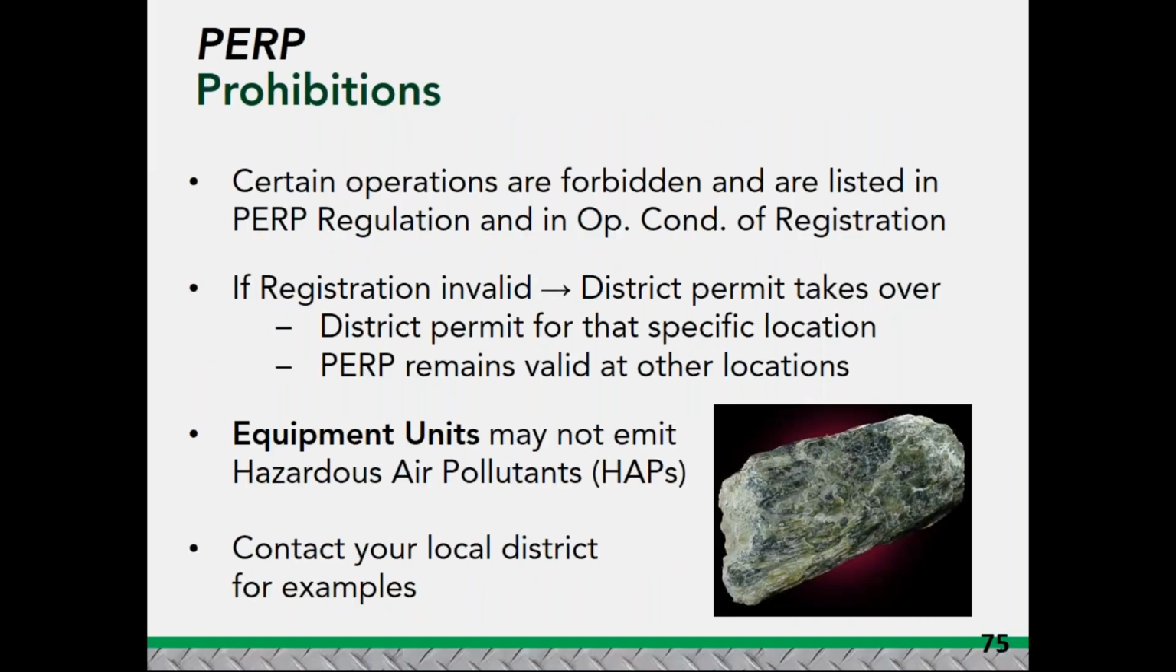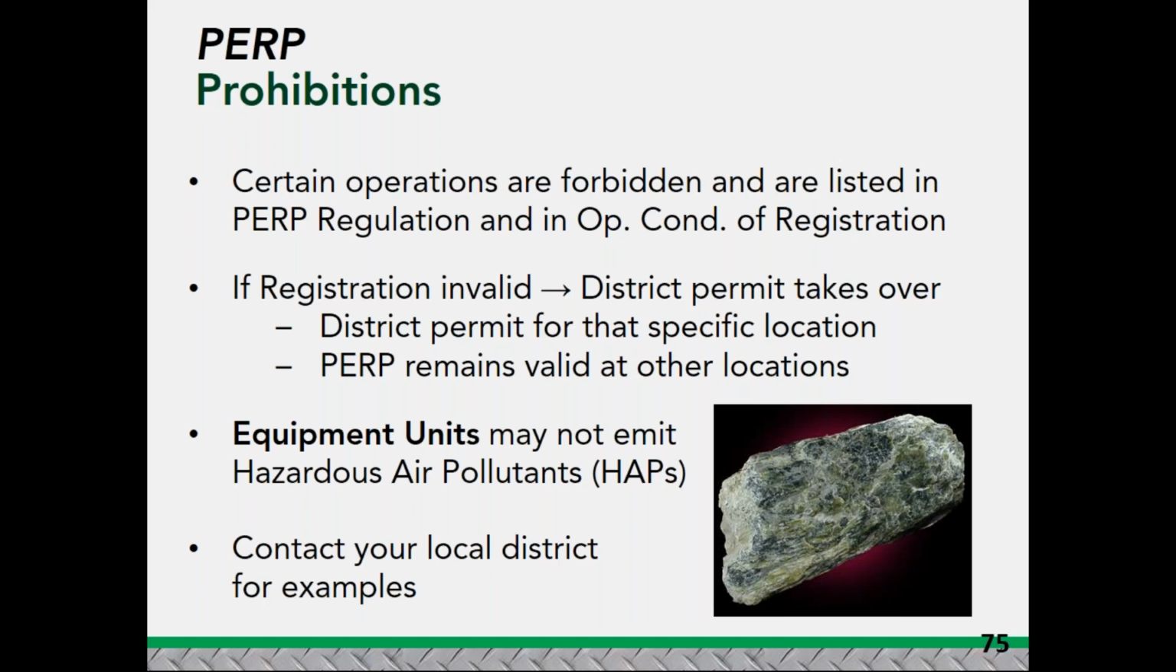There are prohibitions, which means there are certain things we will not allow to be registered in our program. Now, for equipment units, the basic prohibition is that we will not register any unit that emits something called a hazardous air pollutant. Hazardous air pollutant is a toxic material. That's the federal designation for toxic airborne contaminant.